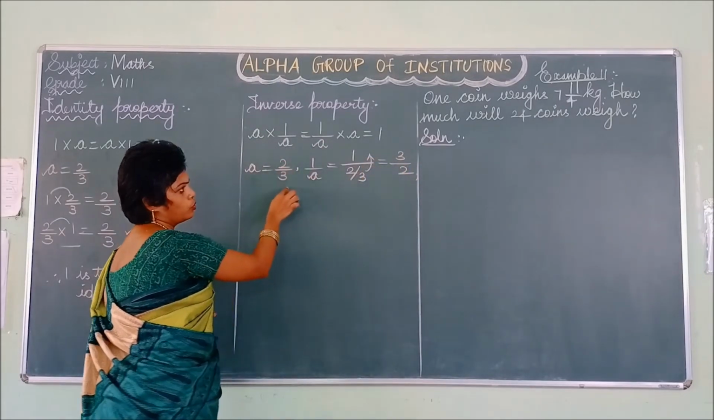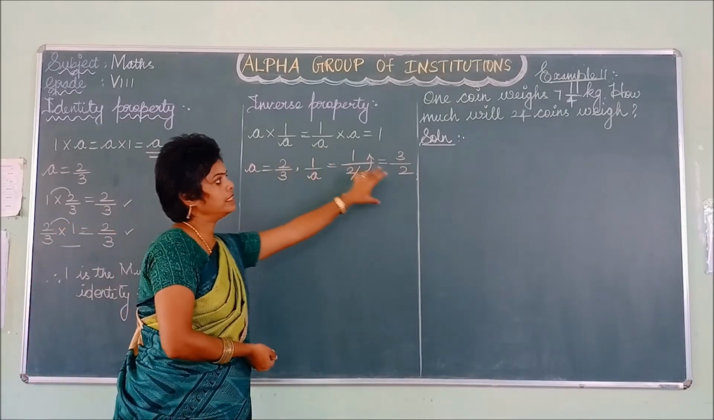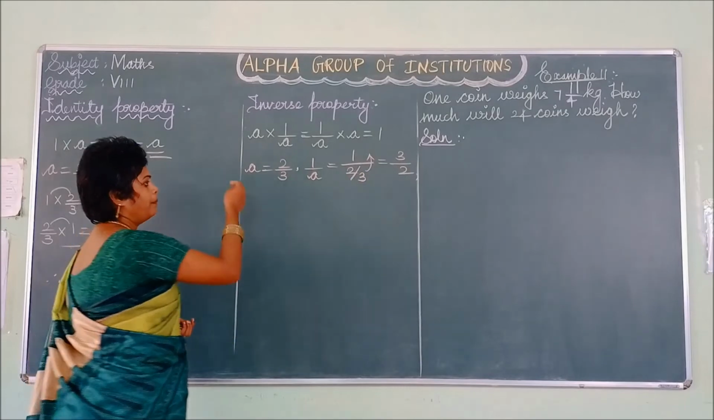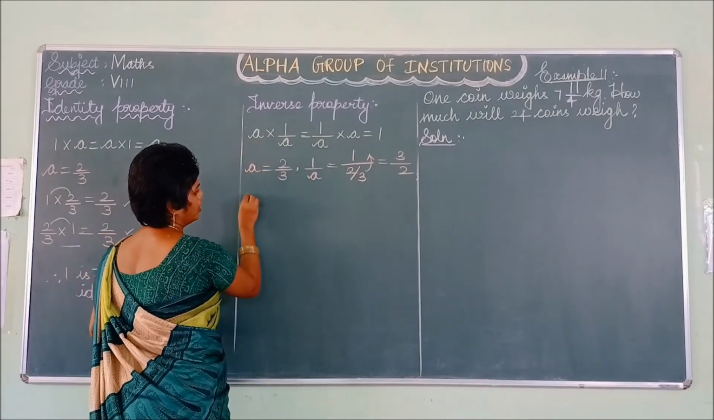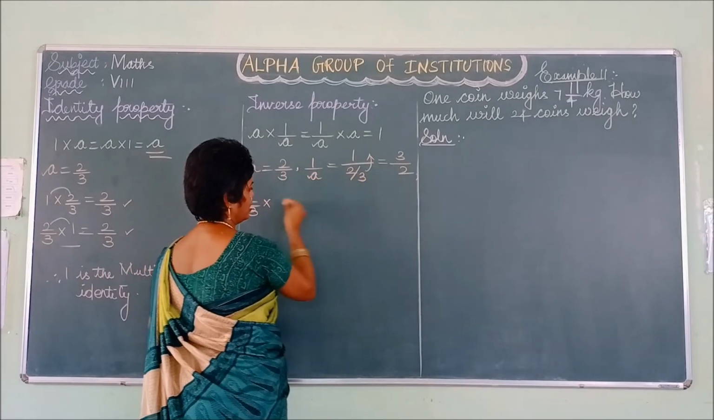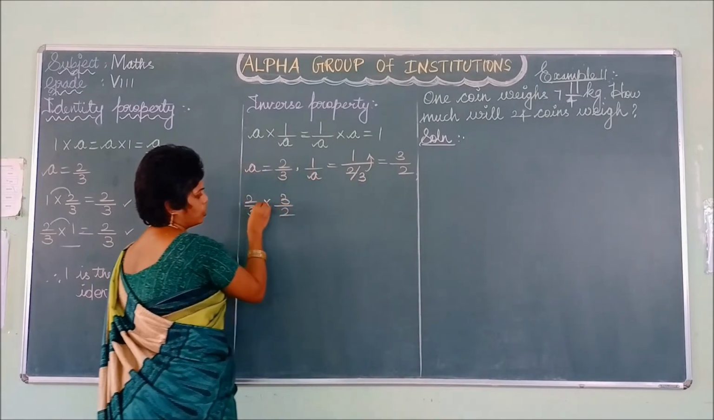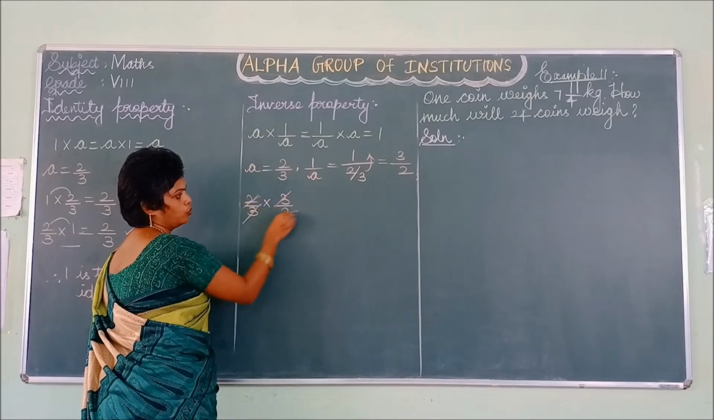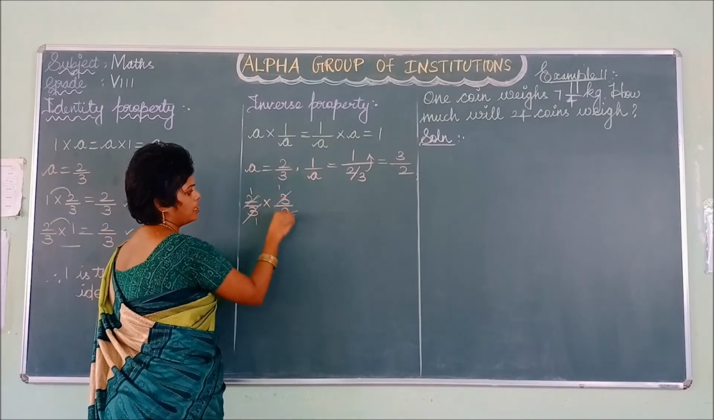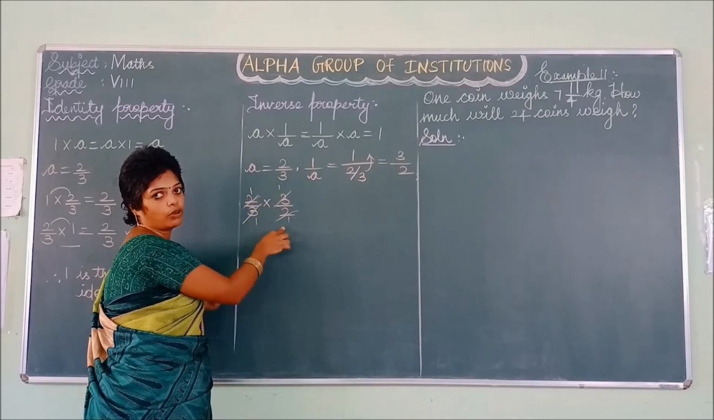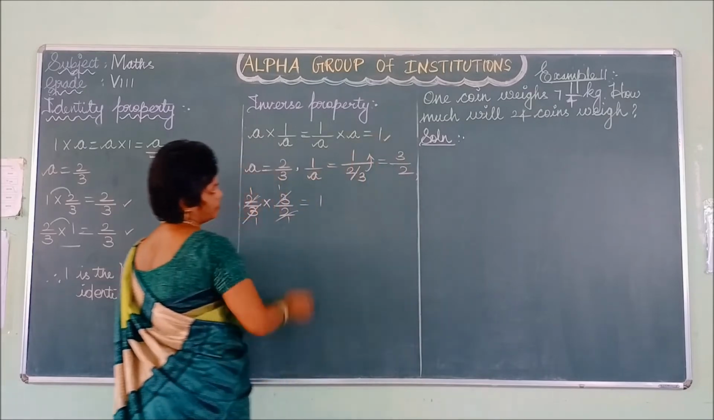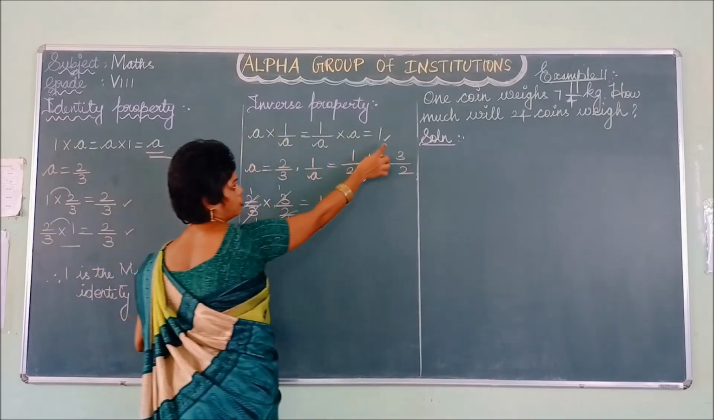So A is 2 by 3. The inverse is the reverse of this order, that is 3 by 2. We can apply it in this condition. So A is 2 by 3 into what is 1 by A? 1 by A is 3 by 2. So cancel the 3s and the 2s, and you get only 1. 1 ones are 1, 1 by 1 is again 1. So this satisfies A into 1 by A is equal to 1.